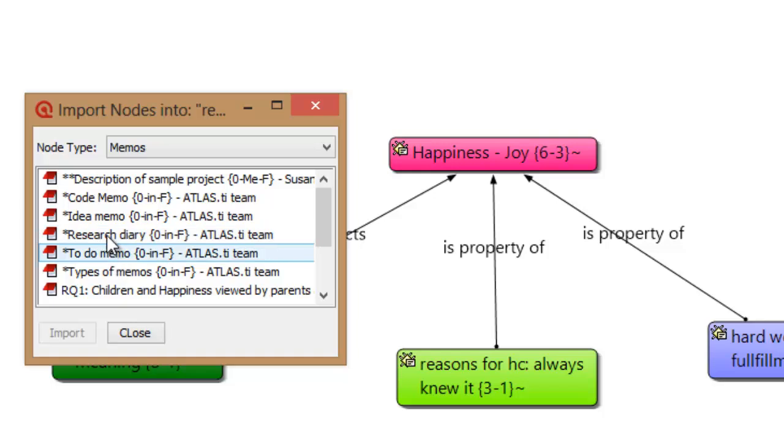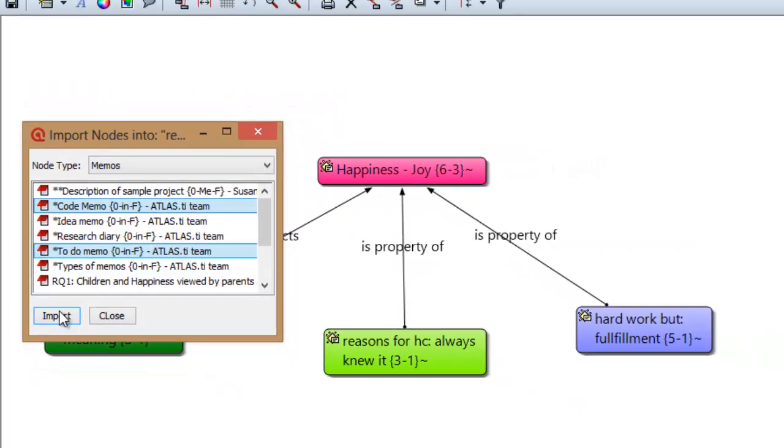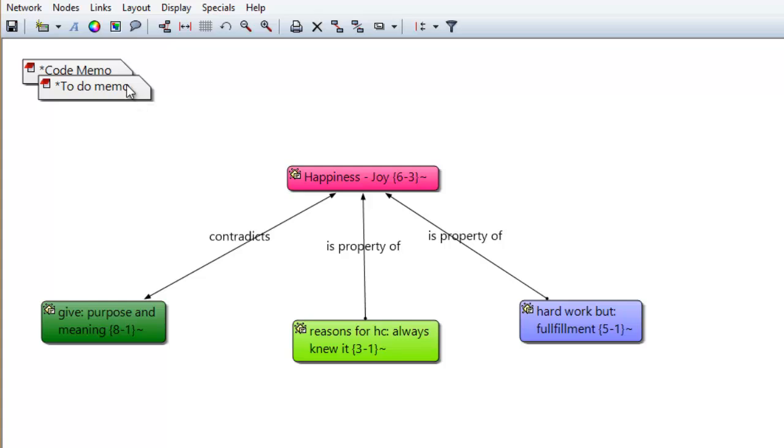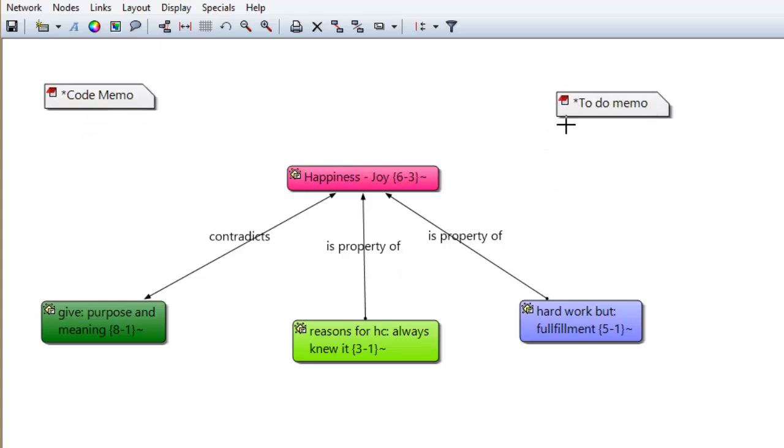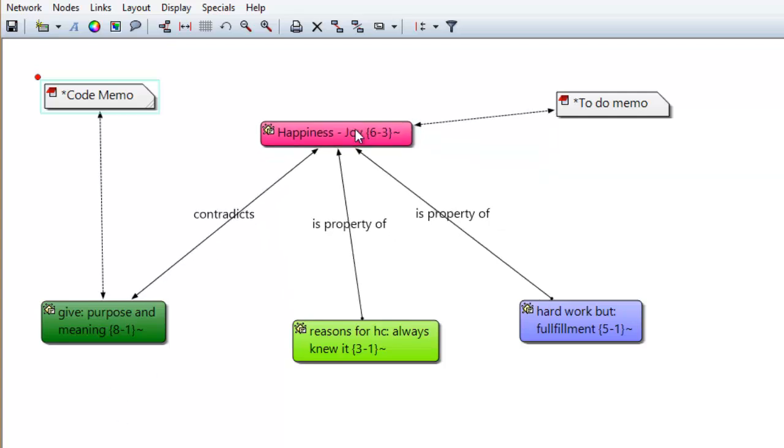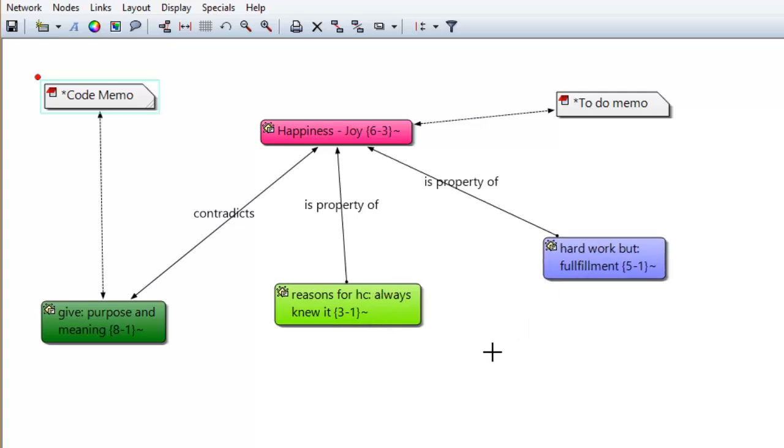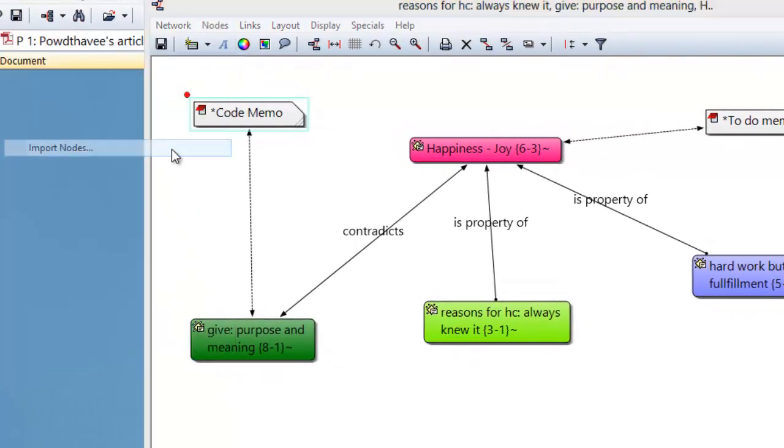Let's add here some memos. So import. Now I've added these memos to my network view, and the linking works in exactly the same way. But now if I link, I don't get a menu to select a relation. So we have a weak link here. Linking works in the same way, but we cannot select a relation. That only works for codes and for quotations.